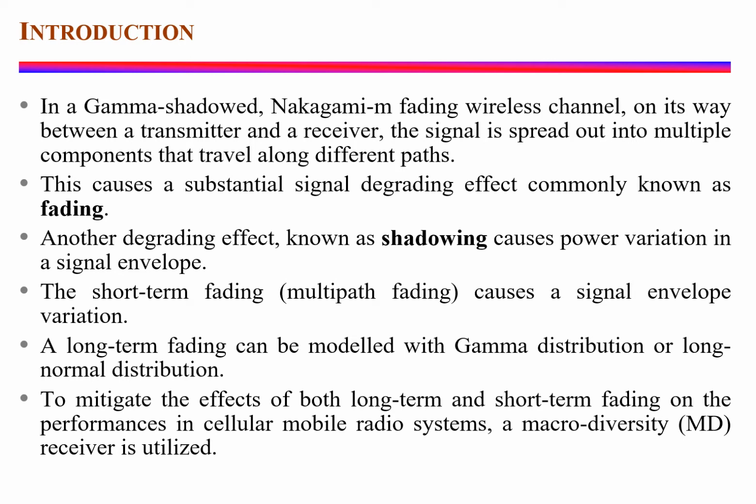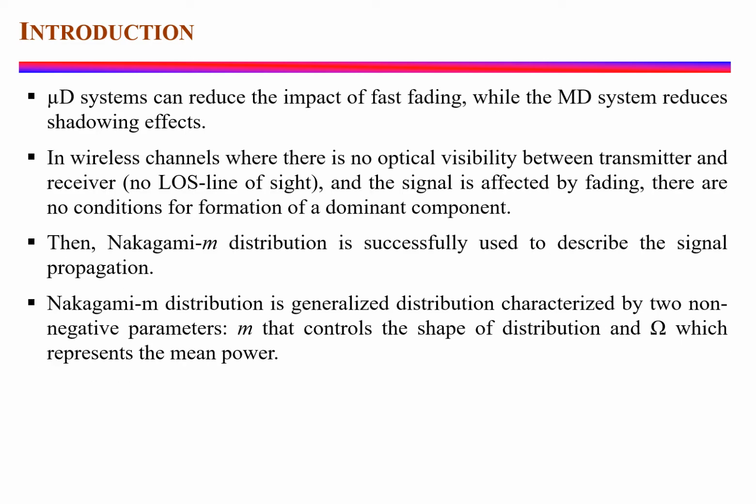To mitigate the effects of both long-term and short-term fading on the performances in cellular mobile radio systems, a microdiversity receiver is utilized. Microdiversity systems can reduce the impact of fast fading, while on the other side, macrodiversity system reduces shadowing effects. In wireless channels, where there is no optical visibility between the transmitter and receiver, and the signal is affected by fading, there are no conditions for formation of a dominant component. Then, Nakagami-m distribution is successfully used to describe the signal propagation.